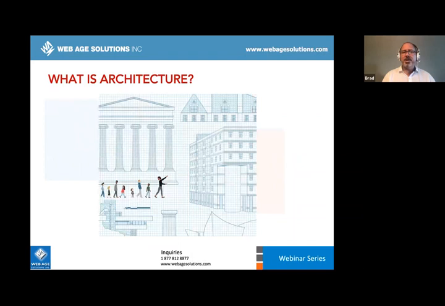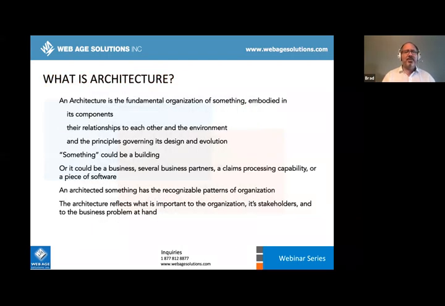Let's start by talking about what is architecture. When we talk about building architecture, you have an intuitive sense of what that is. You could think it's the shape, the style, maybe the way the components fit together, the way the building flows, how it fits in its environment. Well, in software, it's actually kind of the same thing.